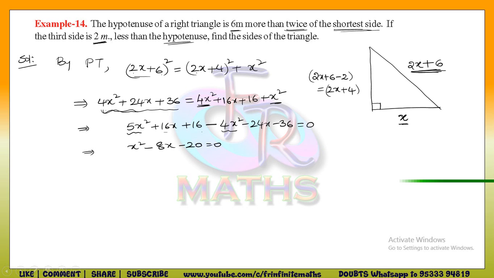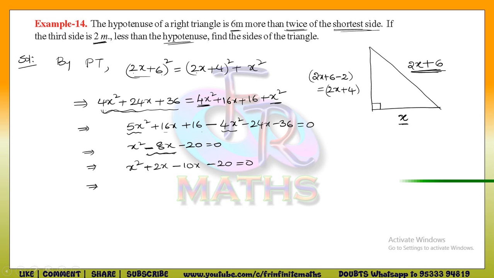Now what are the factors of 20 so that you are going to get 8? So factors of 20: 10 2s are 20. So I can split this minus 8x as 10 and 2. So this becomes plus 2x minus 10x minus 20. Because we are having a negative sign here, the value which is larger should have the negative sign.